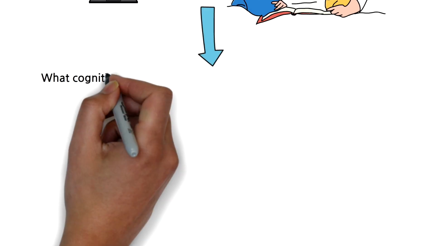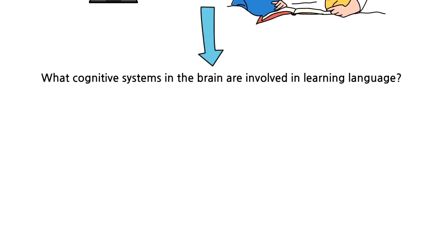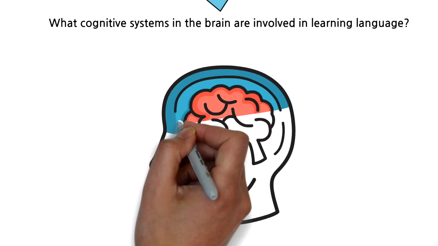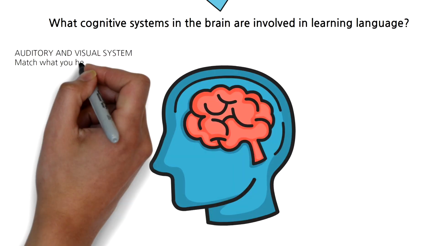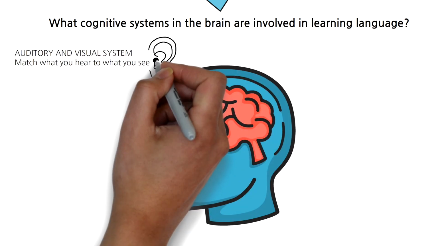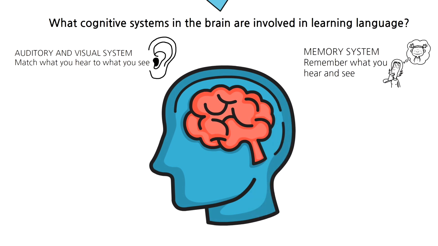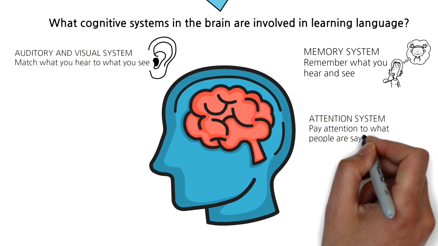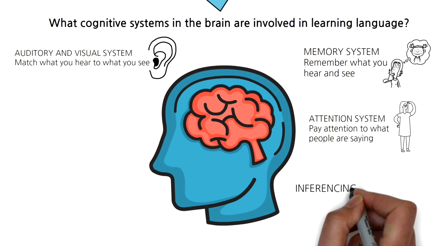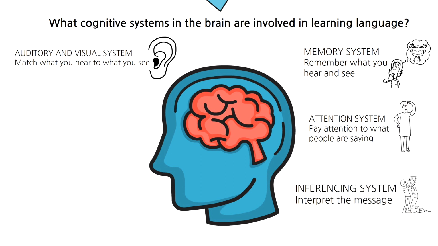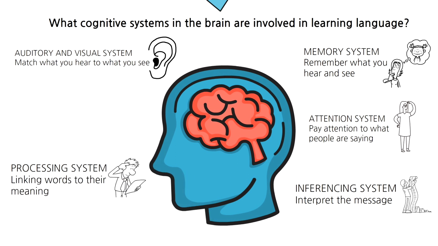So if we want to look at the cognitive systems that are involved in the brain when someone's learning a language, your auditory and visual system match what you hear to what you see. Your memory system will remember what you hear and see. Your attention system will pay attention to what other people are saying. Your inferencing system will interpret the message. And your processing system will link words to their meaning. So talking to children is crucial.